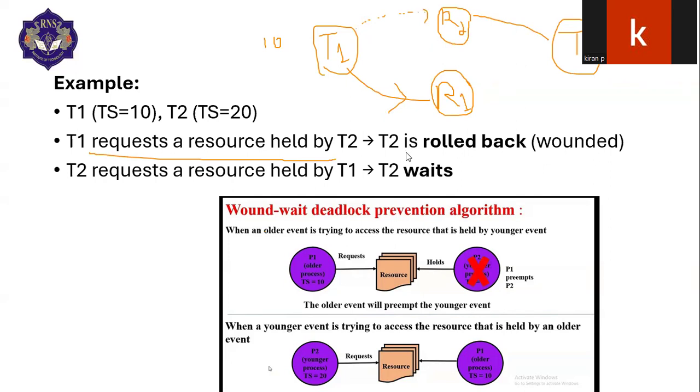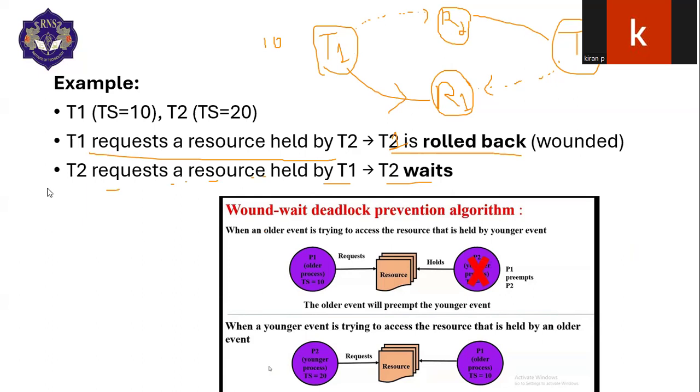So you can just observe T2 is rolled back, wounded. T1 requests a resource held by T2, T2 is rolled back, wounded. If T2 requests a resource held by T1, T2 waits. So if I request R1, T2 will wait. Okay, this is wrong actually. T1 is rolled back, because the older transaction is allowed.